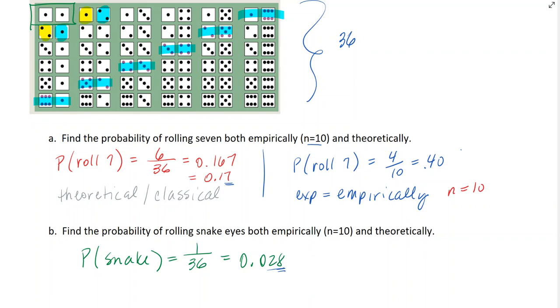Again, when we use a math formula, that's considered the theoretical or classical method of finding probability. And anytime we perform an experiment, that's considered an empirical method for finding probability.